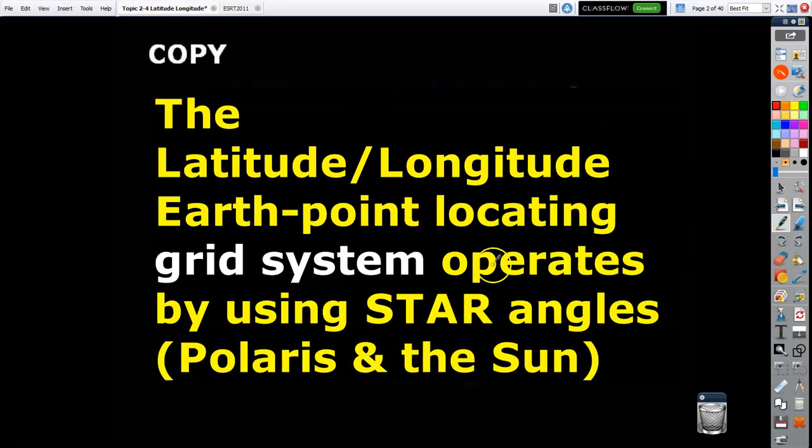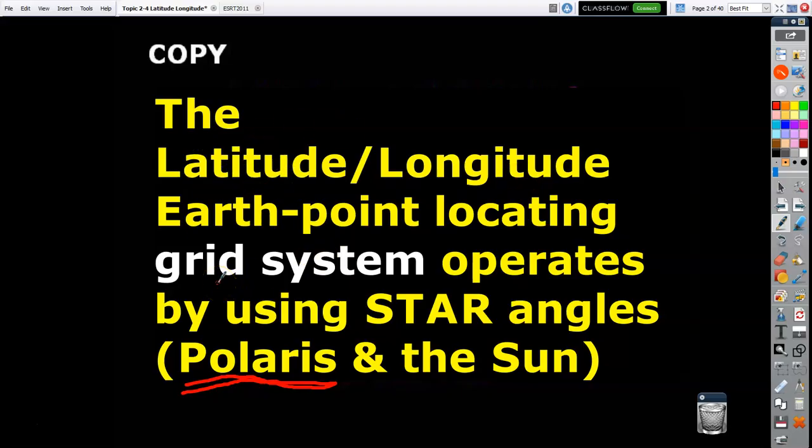Latitude and longitude is the Earth point locating grid system, and it uses 2 stars. Latitude uses Polaris, and we talked about that last week when we referred to evidence for the Earth's shape. And then the sun, or what they call solar time, is used when we do longitude. But right now we're going to stick with latitude.